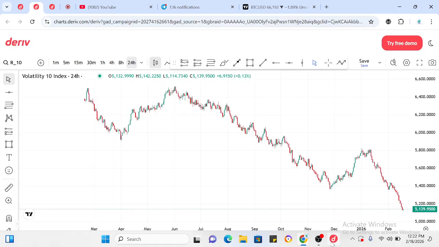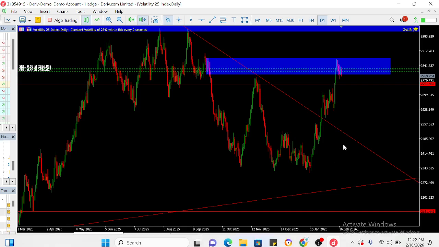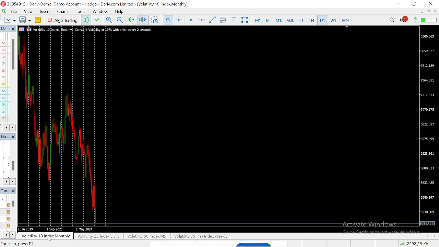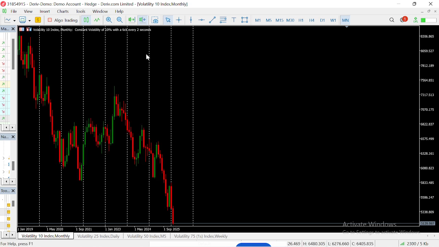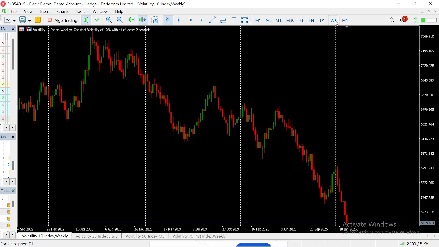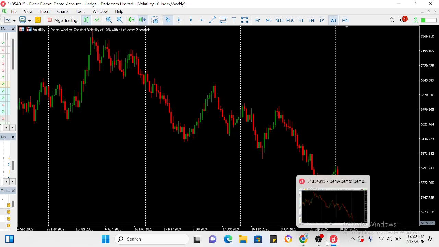Let's go to this MT5. So you can see, this is volatility. Let's look at volatility 10. On the higher time frame, the monthly time frame is telling us it's selling. The monthly time frame is telling us we are expecting long-term sells. The weekly time frame also shows long-term sells, which means the market is on a downtrend. That's good.